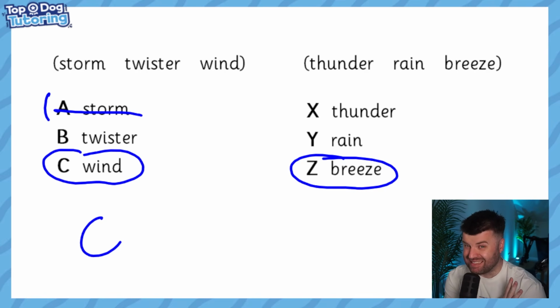Now, do they mean exactly the same thing? You could argue not. One is more specific. A breeze is a type of wind. It's a much lighter wind. Sure. But at the end of the day, they are definitely the closest in meaning. And you're always going to have different levels when it comes to synonyms. The answer here is C and Z.